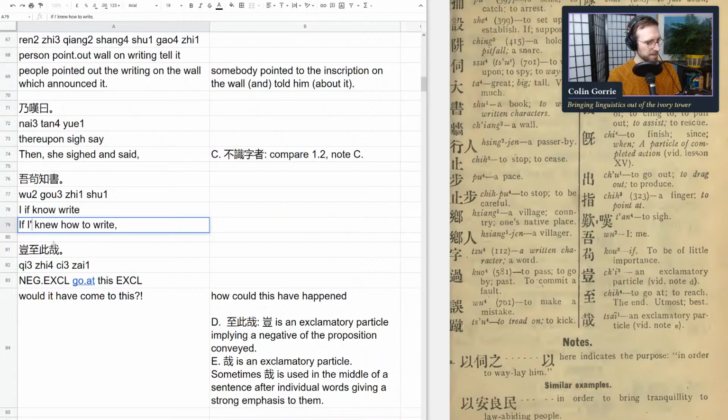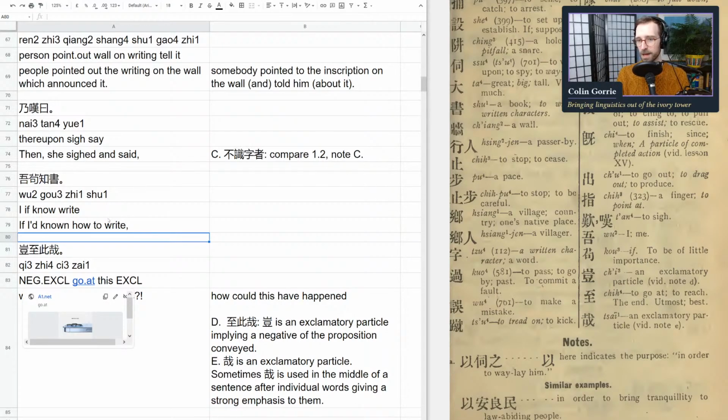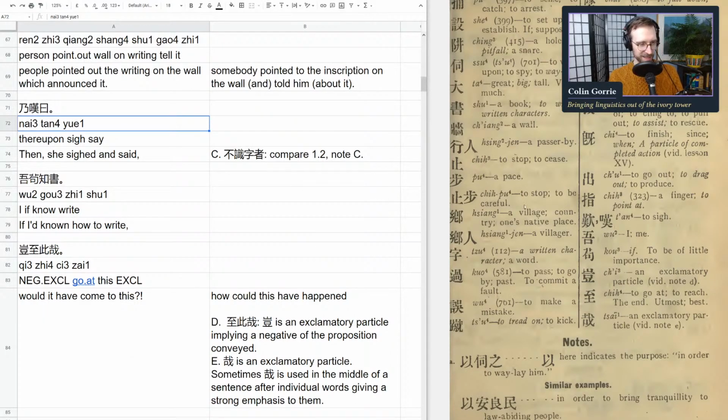And then I'll just make the English a little better. If I'd known how to write, would it have come to this? Maybe not. Maybe not. All right. So I think that's good.